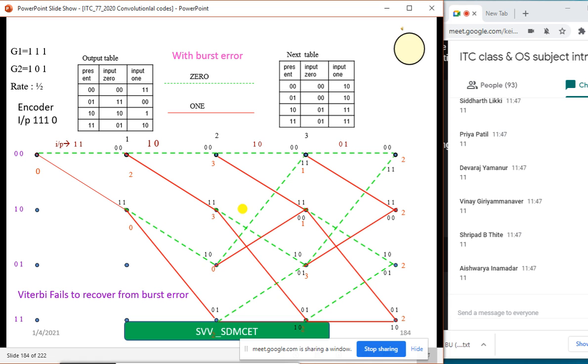If here and there 1 bits are changing, then it is easy. Otherwise, if it is a burst, meaning continuous ones and zeros are changing, continuous bits are changing, then the Viterbi decoder cannot recover from that error, cannot recover the original data. This is the one line which you have to remember and understand. So this is about a Viterbi decoder. So this will go a different path which is wrong. This is happening because of a burst error. So this is the one point which you have to remember.